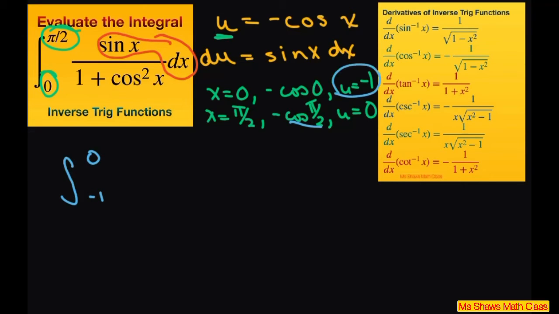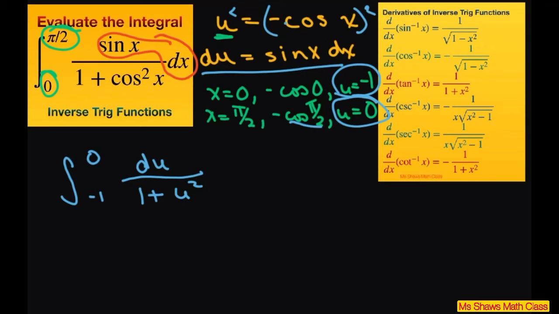So this is your lower, this was your upper. And then we have sine x dx, that's du. And then our negative cosine of x is our u. So basically we can write this as 1 plus u squared, because u squared, if you square this, would be a positive cosine. We'd get that back. All right.